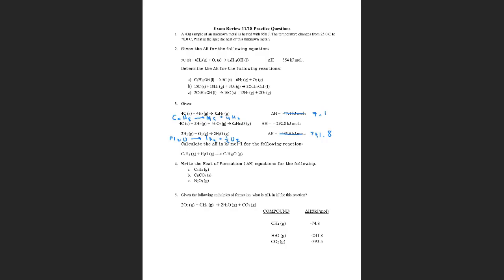Add all of the delta H's, yes. So can y'all go ahead and add those all together and tell me what you get? Negative 43.9 kilojoules per mole. Yeah, that's correct. Perfect. Any questions with Hess's law? If not, then we can go ahead and do heat of formation equations.